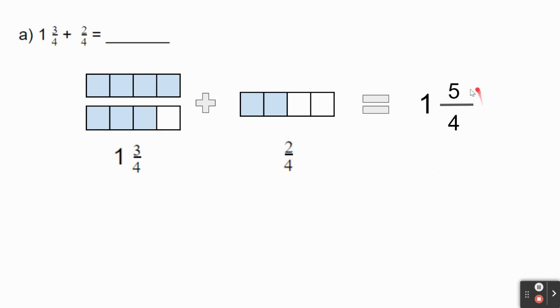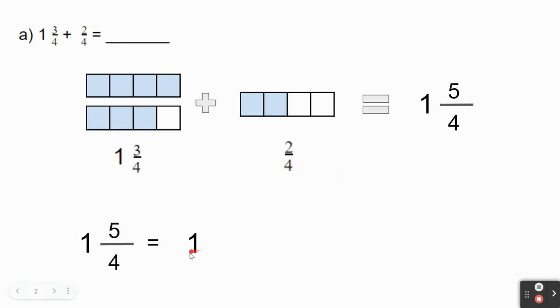But if you notice, the numerator 5 is larger than the denominator 4. So that means that there's at least one whole that we can rewrite or take out of the fraction to add to the 1 whole in our whole number. So we're going to rewrite this fraction. Here we have 1 and 5/4. We're going to spread this out or break it apart.